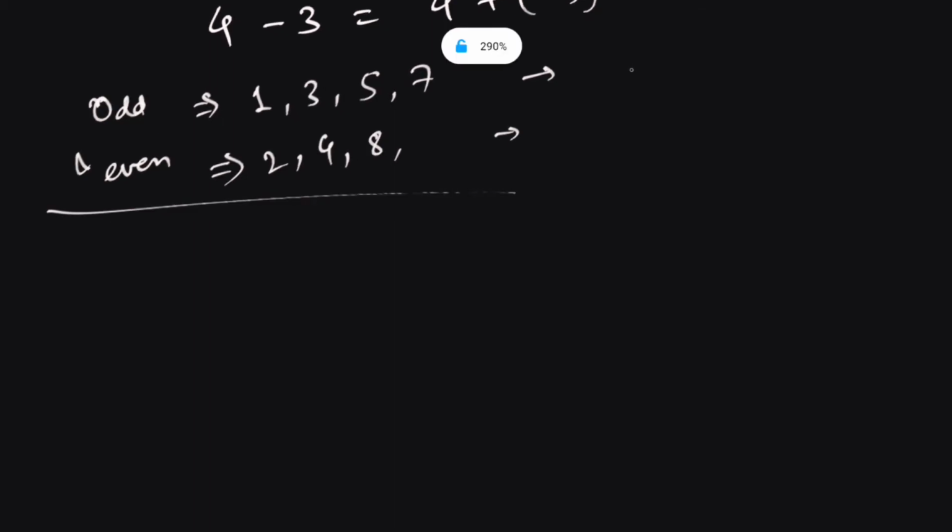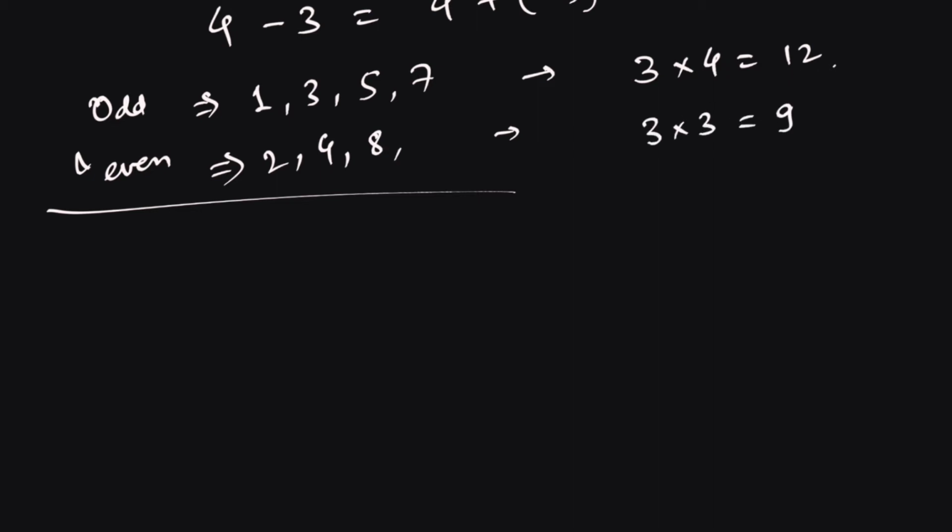A good trick for multiplications to remember is that a multiplication of an odd and an even number will always be even. So any even number multiplied with an odd number will become even. Multiplication of an odd and odd number will always be odd. So even into odd is always even, odd into odd is always odd, and even into even is always even.